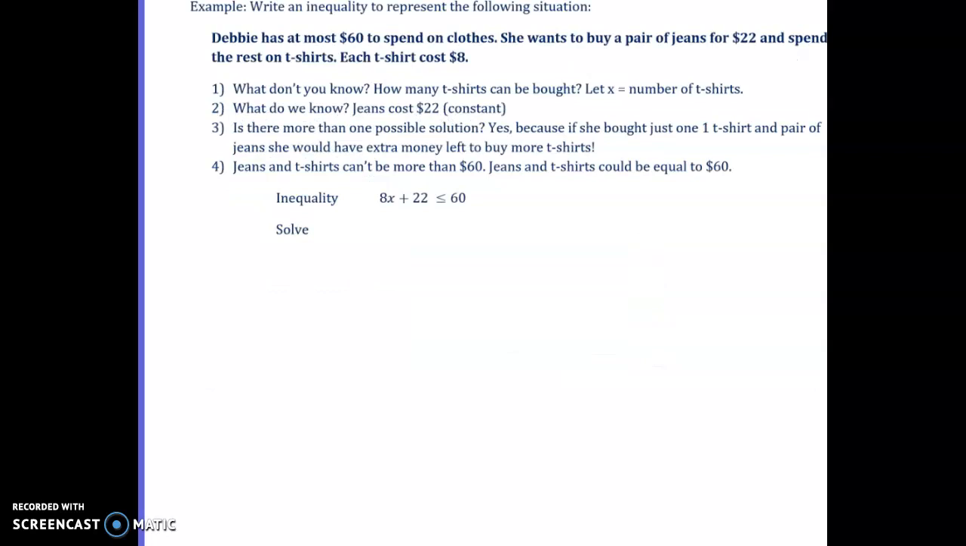Okay, let's look at the example we have here. Write an inequality to represent the following situation. Debbie has at most, so that's going to be important, at most $60 to spend on clothes. She wants to buy a pair of jeans for $22 and spend the rest on t-shirts. Each t-shirt costs $8. Okay, so what don't we know? We don't know how many t-shirts can be bought. So let's let X, so our let statement is let X be the number of shirts.